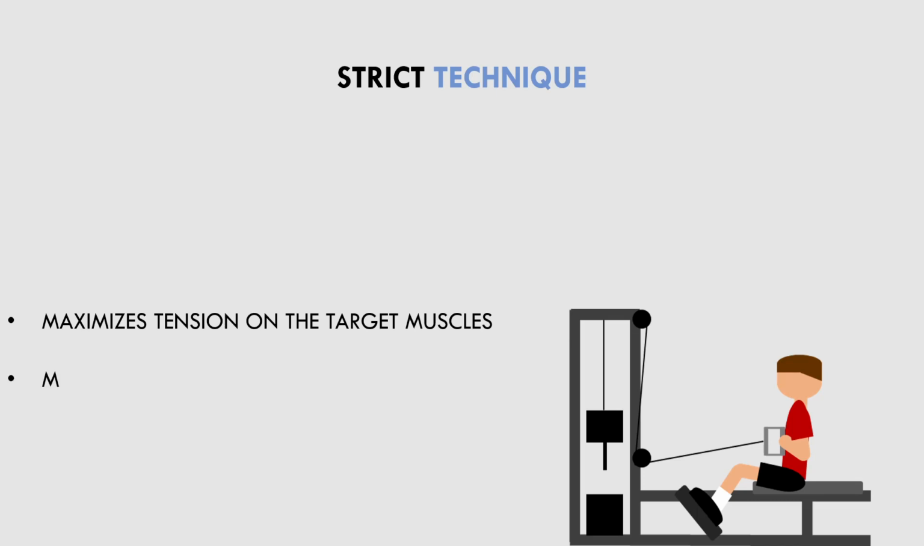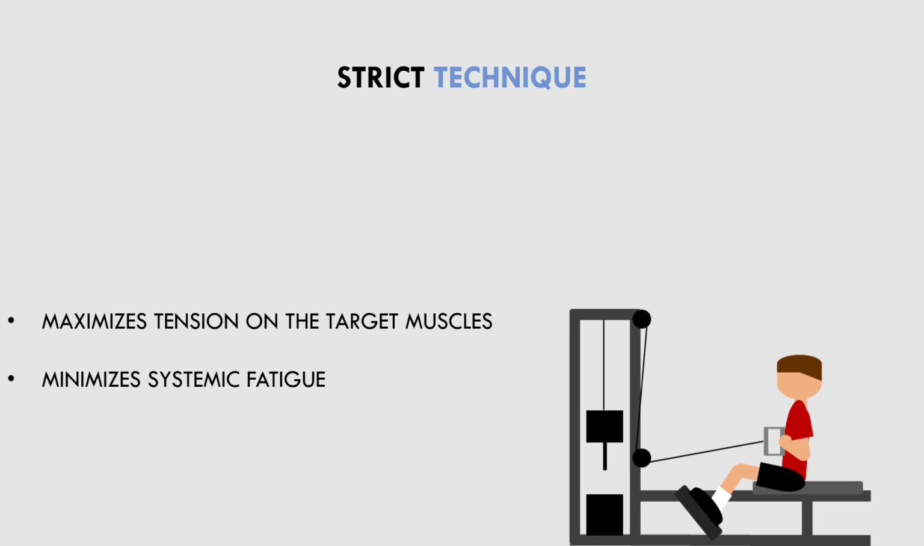The second reason we want to use strict technique is to minimize systemic fatigue. Using strict technique usually requires less load to be lifted than if technique is sloppy. This will induce less systemic fatigue than if we stick with a lighter load and use strict form. So strict technique will maximize the stimulus to fatigue ratio of each set.